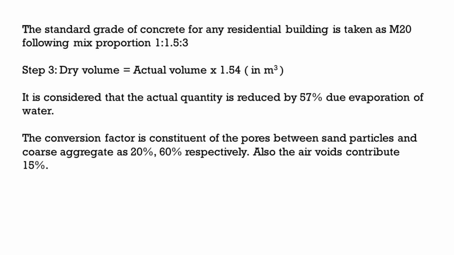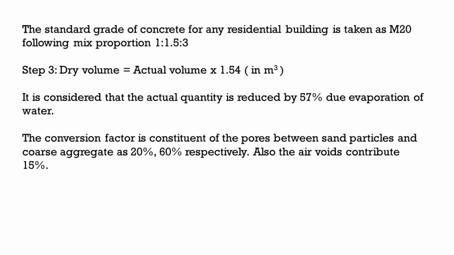The common grade of concrete for residential buildings as per standards and design we choose is M20 in general. Now in the calculation, whatever volume we get is the volume of wet concrete. So we need to convert this into dry volume to get the actual quantity of material required. So how do we do that actually? We multiply wet volume by a conversion factor 1.54 to get dry volume.